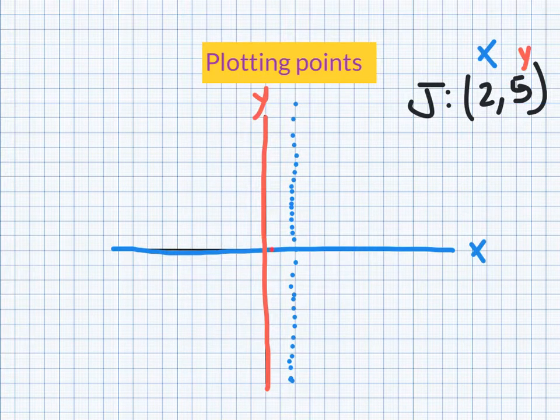So again, I start here at the origin and I count up 1, 2, 3, 4, 5 spots. And that is where I'm going to do my red dots. 1, 2, 3, 4, 5 spots. There's my red dots, my horizontal location. The point 2, 5 is where the blue line and that red line intersect. Right there is point J. I'm going to draw the point in and label it J.